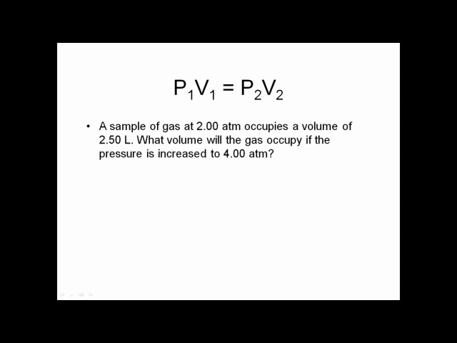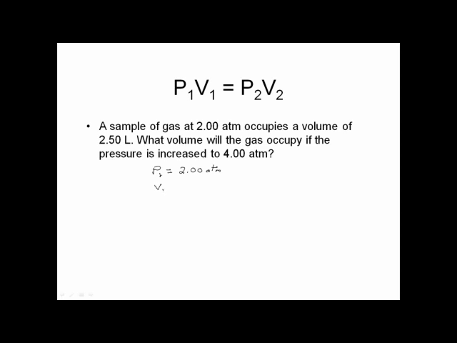If we have a sample of gas at 2 atmospheres, it occupies a volume of 2.5 liters. What volume will the gas occupy if the pressure is increased to 4 atmospheres? We'll just go through the equation and find out what we have. We start by trying to identify the various things in the equation. Do we know the initial pressure? Well, it says a sample of gas at 2.00 atmospheres. We know atmospheres is a measure of pressure, so that is going to be our initial pressure.